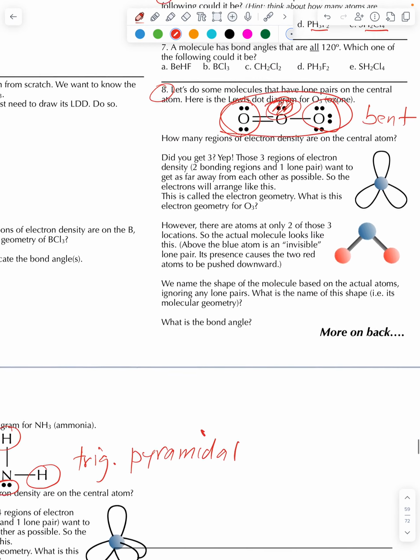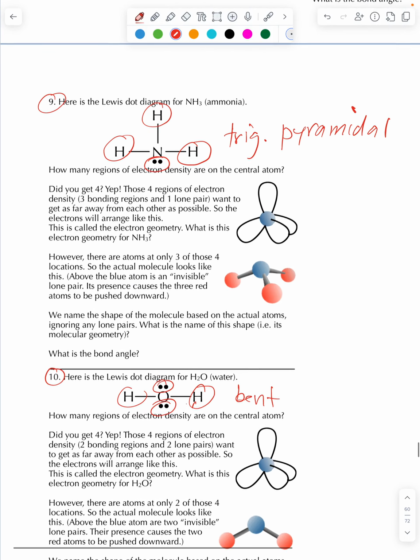So that's all I'm asking you to memorize for those lone pair shapes. 2 atoms attached, lone pair: bent. 2 atoms attached, 2 lone pairs: bent. 3 atoms attached, 1 lone pair: trigonal pyramidal. We're getting very close. All right, maybe I don't even have any more. Let's see. I guess I did.